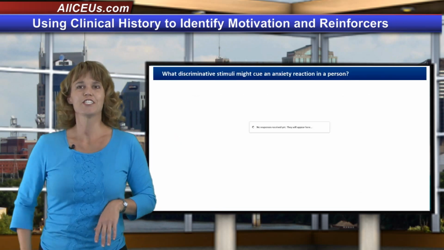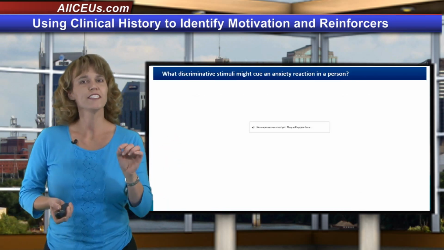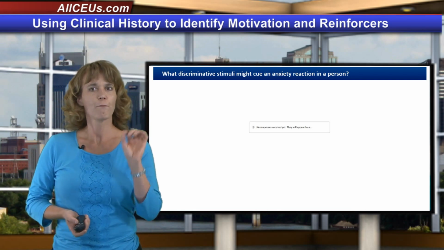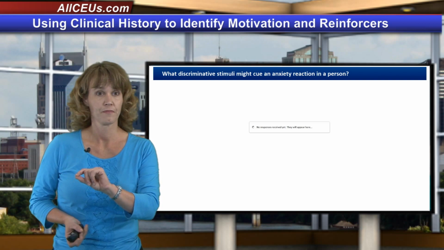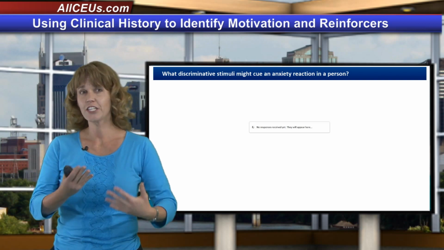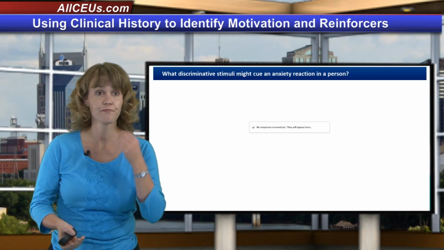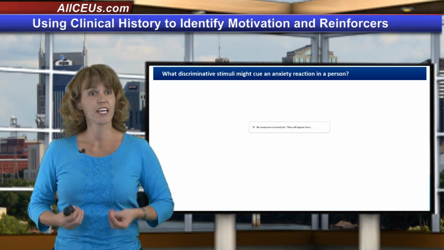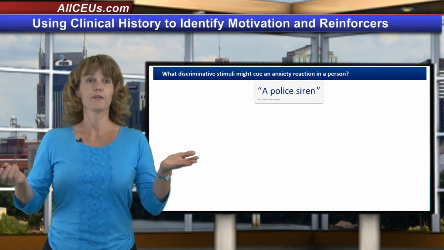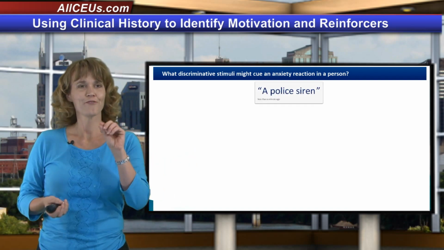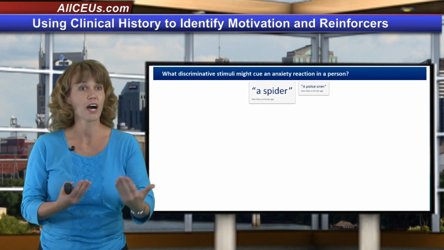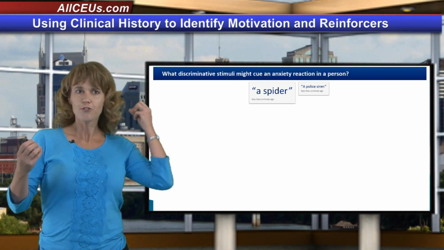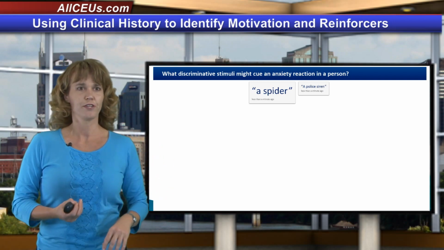So the first question, what discriminative stimuli might cue an anxiety reaction in a person? Now remember, anxiety you can generally think of as fight or flight. So you're going to have something of an adrenaline dump. A police siren. When we're working with people who are new cops, they get this huge adrenaline dump when they get to run code, and it's like, woohoo!